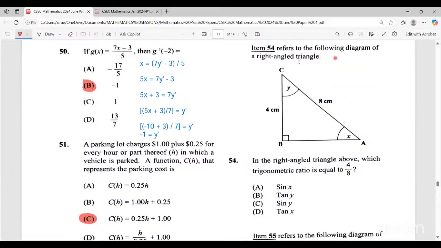Item 54, 4 and 8 in the diagram, right angle triangle above. Which trigonometric ratio is equal to 4 over 8? Sine of x is opposite over hypotenuse, so it'll be 4 over 8, so it's sine x. That's straightforward.